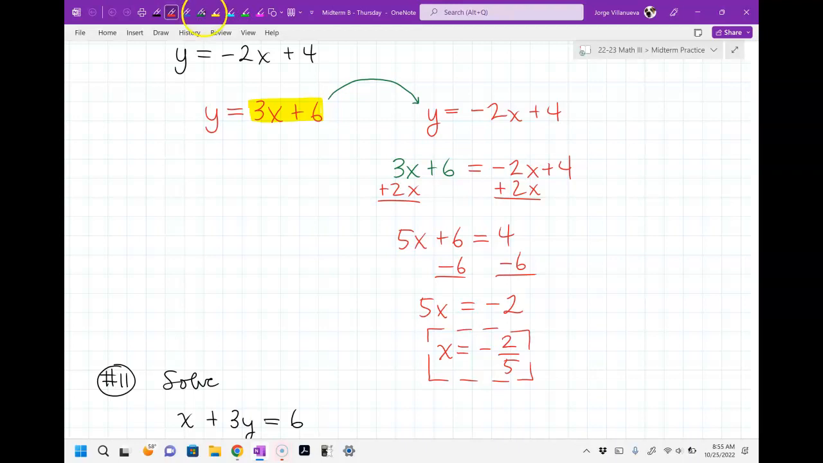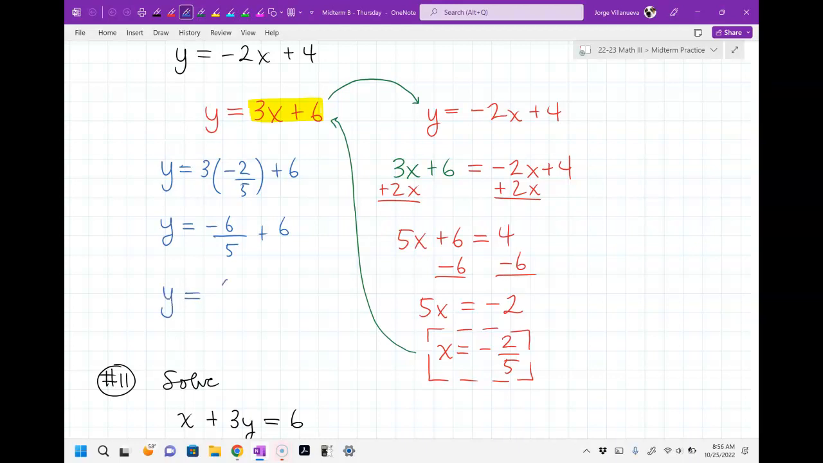Now what I have to do is plug that into my other problem, okay? The one that I left before, so I'm bringing it back up. So y is equal to 3 times negative 2/5 plus 6. Thank goodness you guys have calculators. This will be negative 6 over 5 plus 6. That's 30, so it'd be 24 over 5. So y would be 24 over 5.